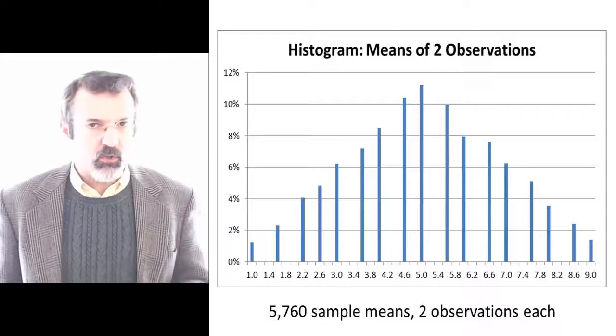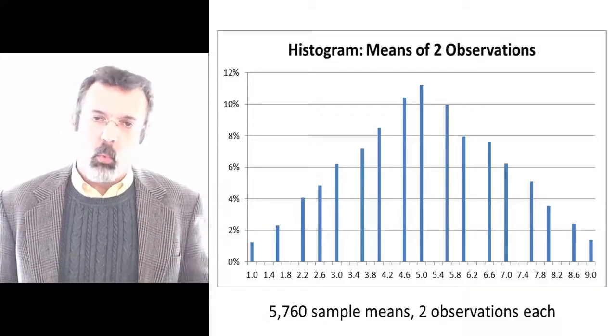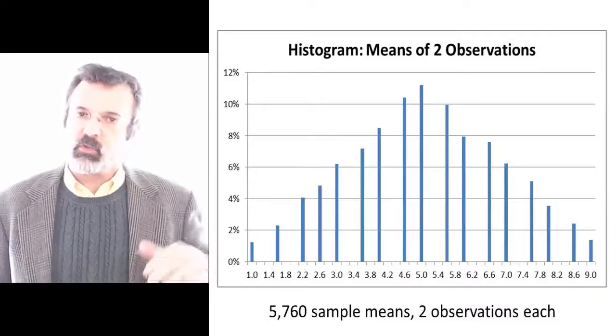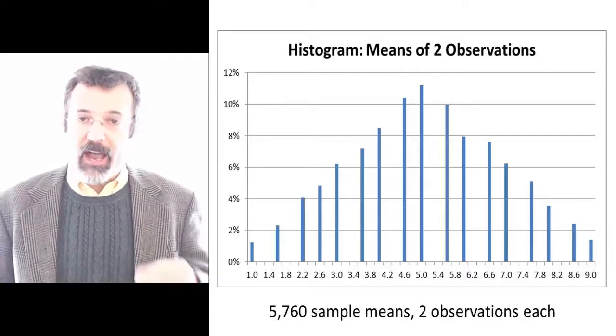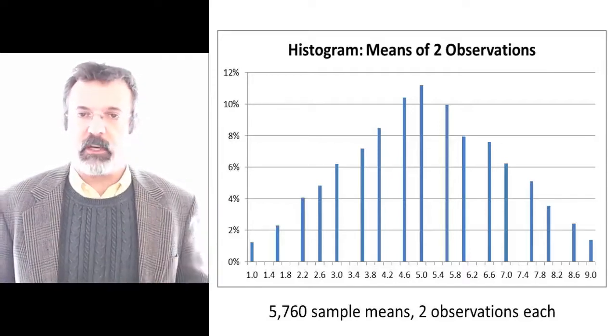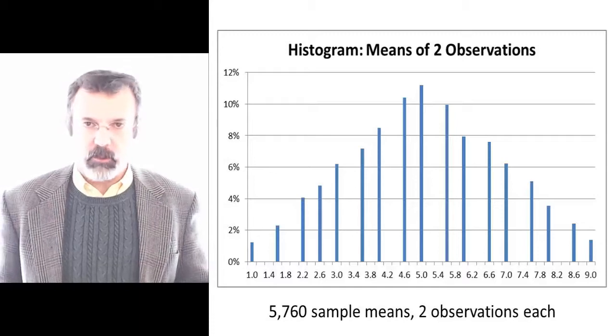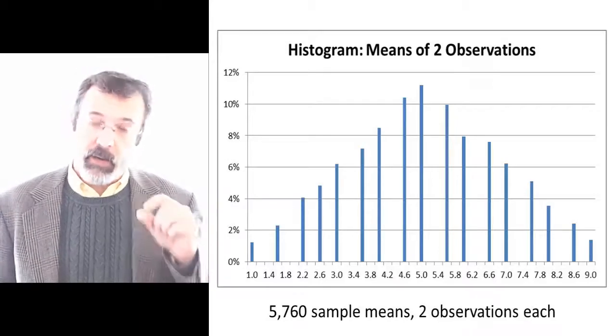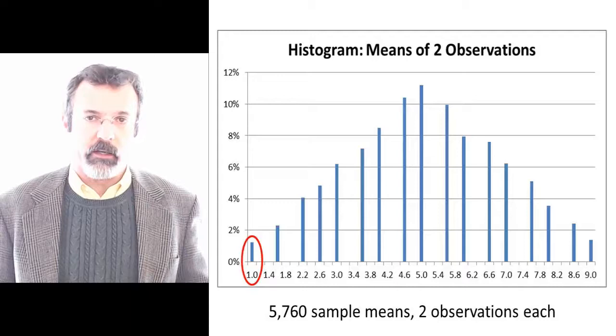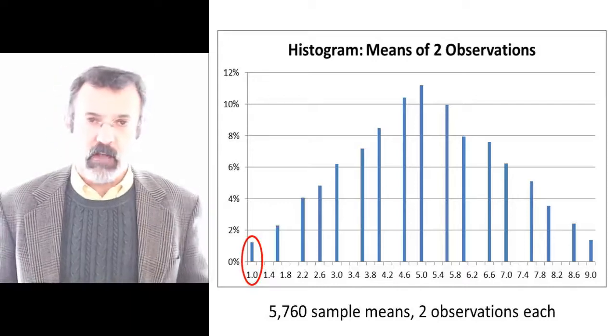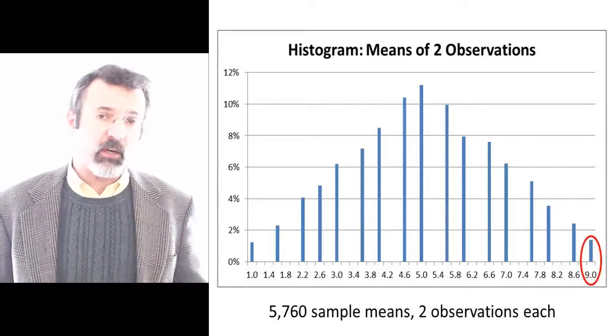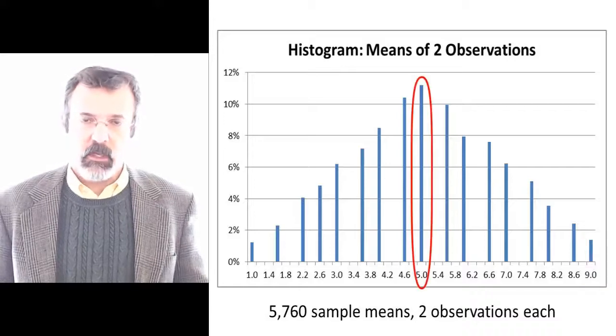Now, let's build a histogram of these averages. And when we look at the histogram, something interesting emerges. While the individual observations were uniformly distributed, the averages of pairs of observations are no longer uniformly distributed. There's a low probability that our pairs of observations will average to 1. There's also a low probability that they'll average to 9. There's a much higher probability that they'll average to 5. Now, why is this so?